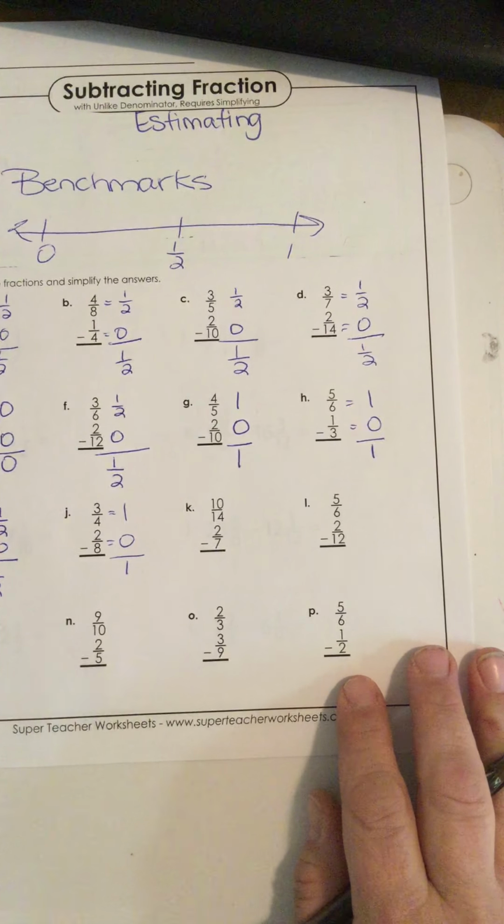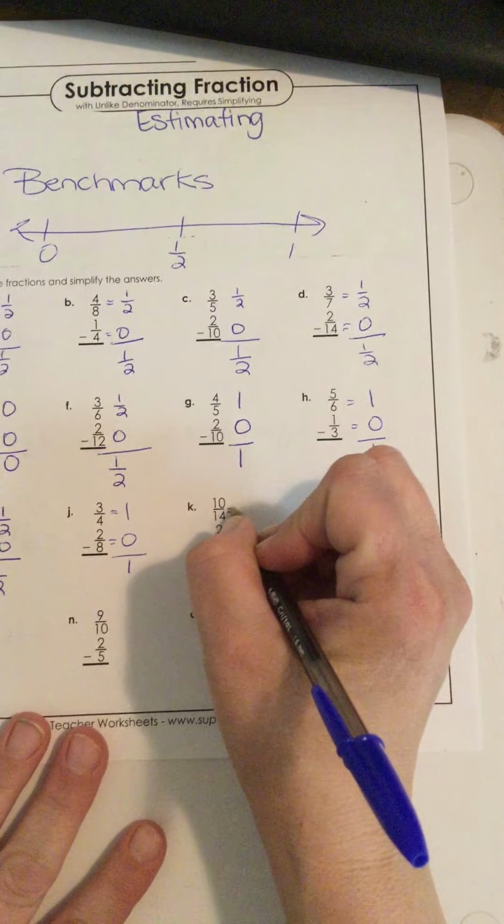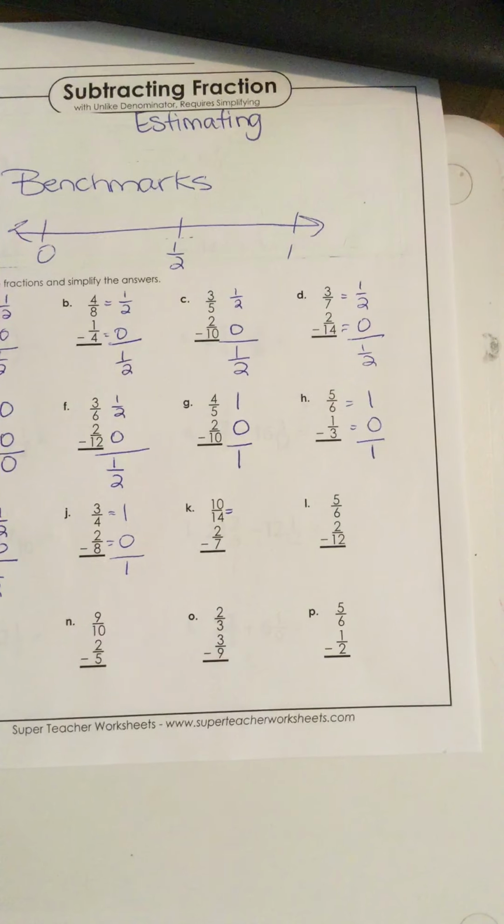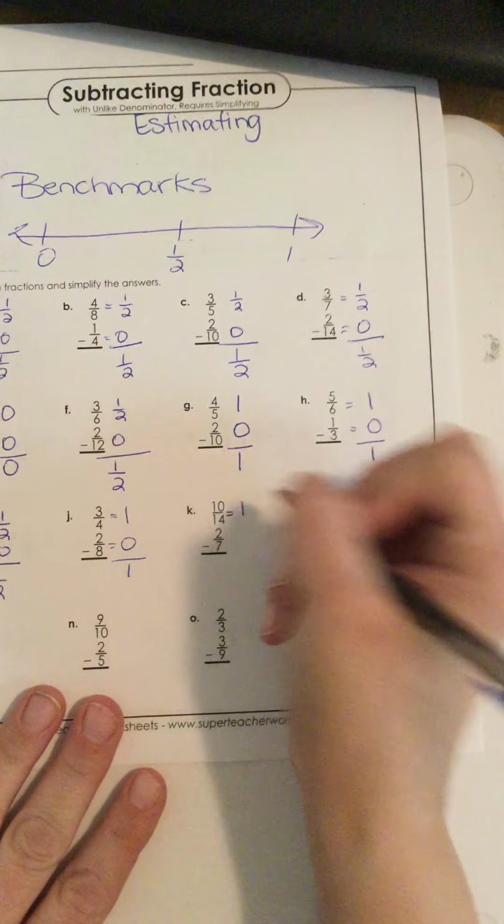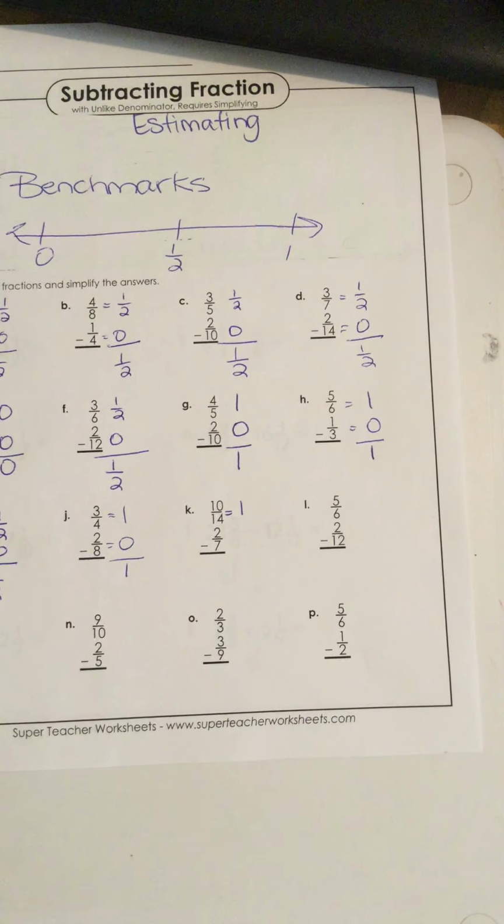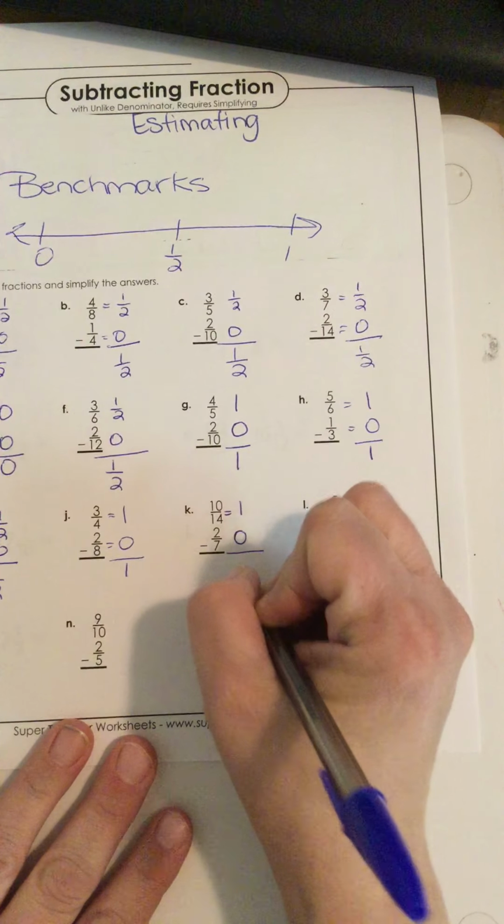All right, 10 over 14. So think about what's 1/2 of 14. Okay, I would go with pretty much close to 1 whole. And then 2 over 7 is closer to 0.